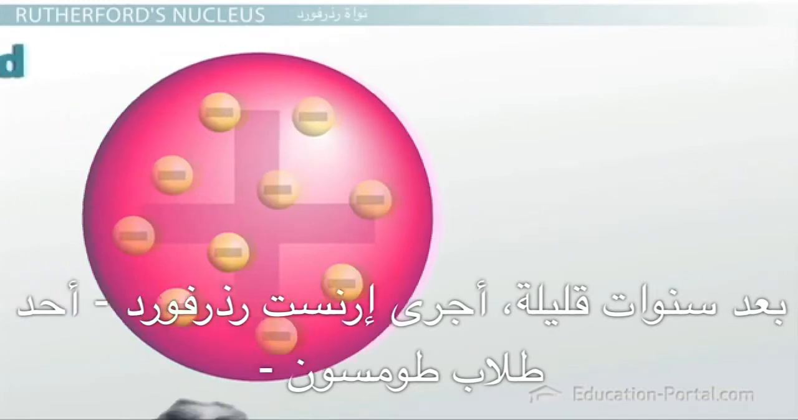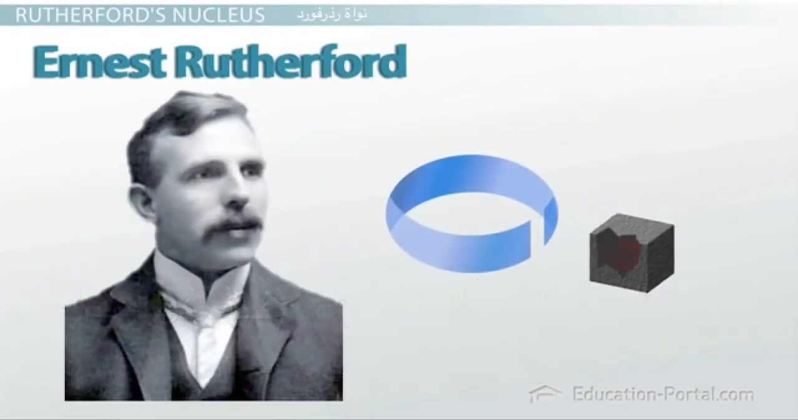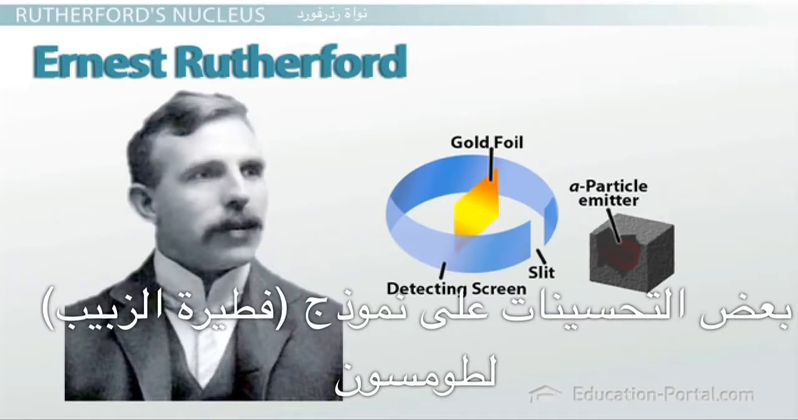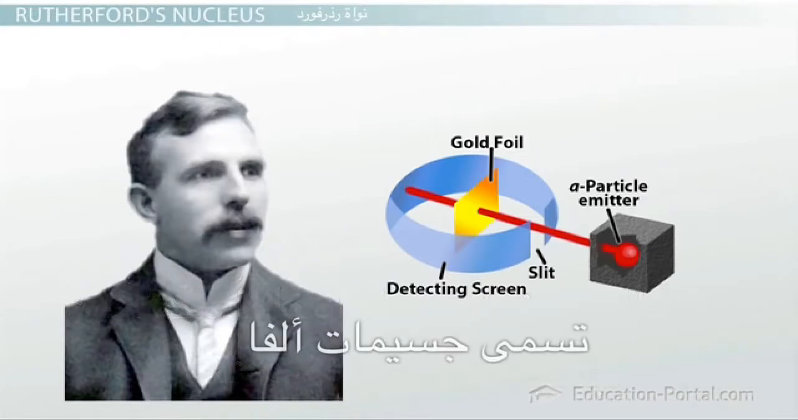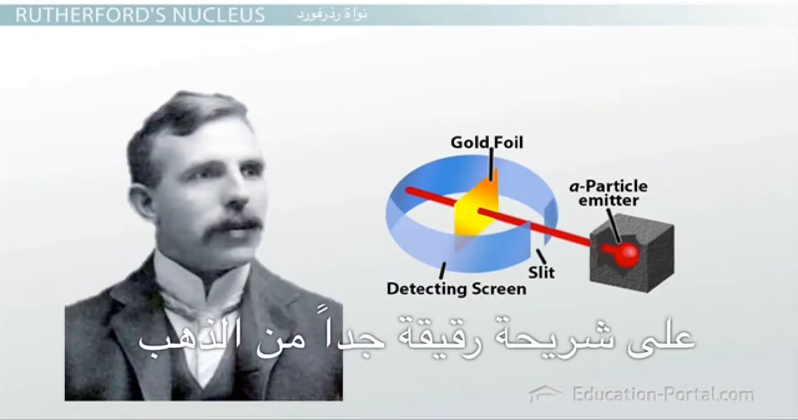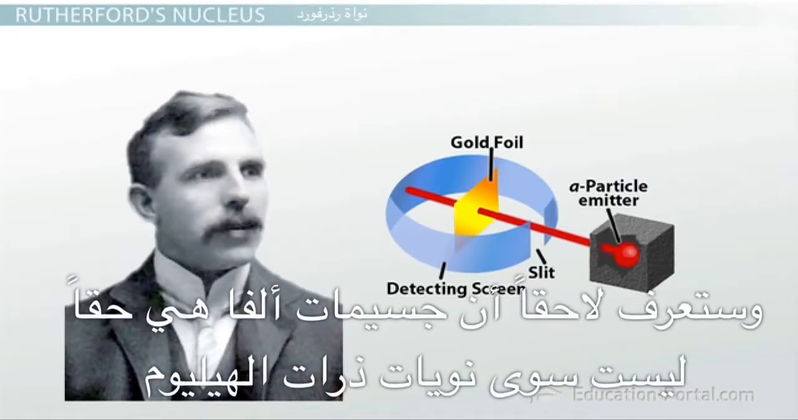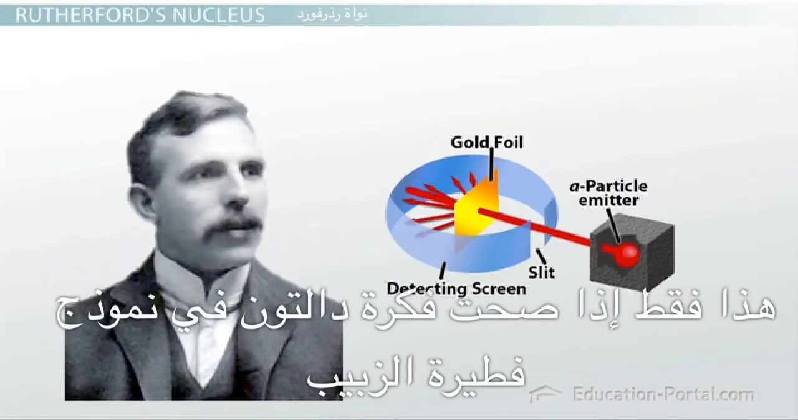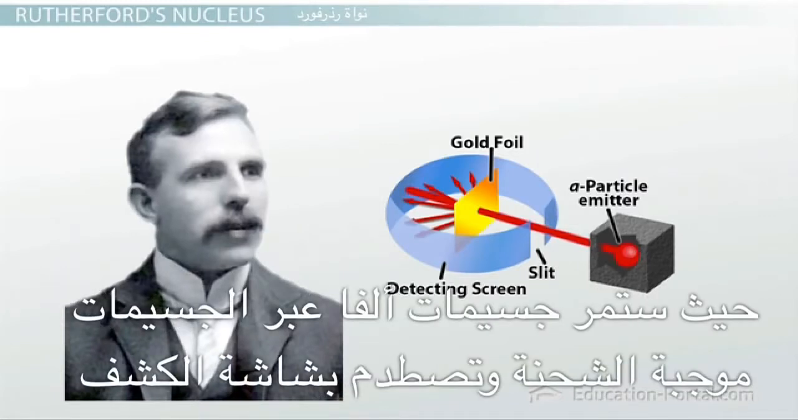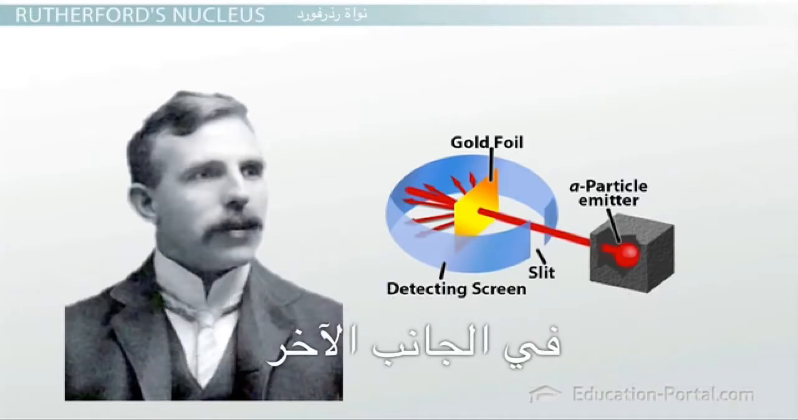A few years later, Ernest Rutherford, one of Thomson's students, did some tests on Thomson's plum pudding model. The members of his lab fired a beam of positively charged particles called alpha particles at a very thin sheet of gold foil. Later on, you'll learn that alpha particles are really just the nuclei of helium atoms. Now, because these alpha particles had so much mass, he fully expected that all of the alpha particles would go right through the thin gold foil. This is because if Thomson were correct about the plum pudding model of the atom, the alpha particles would just go through the positively charged matter and hit the detecting screen on the other side.